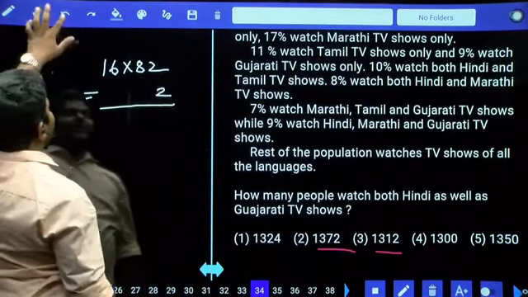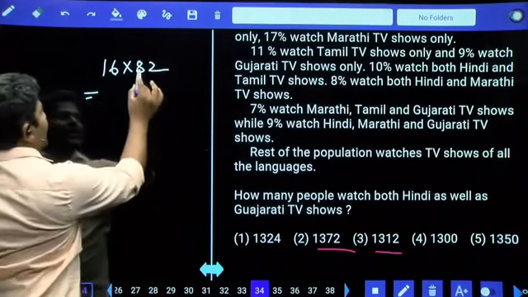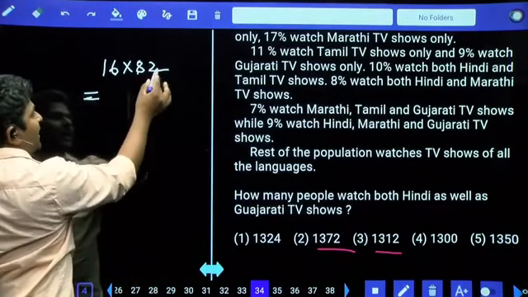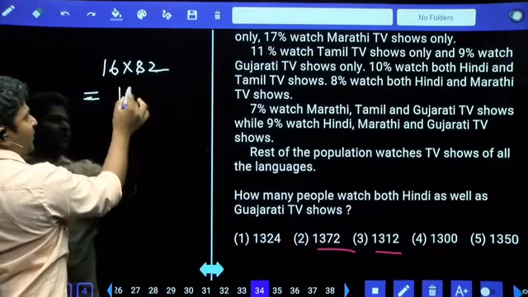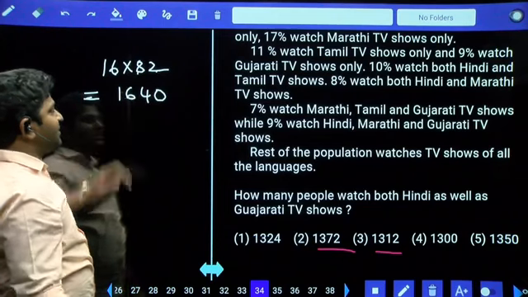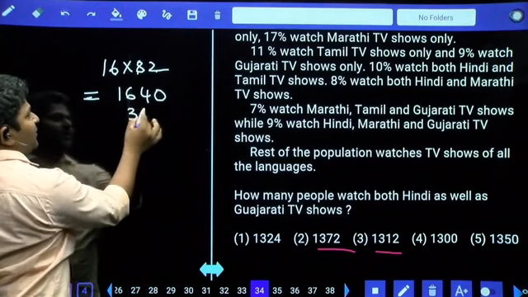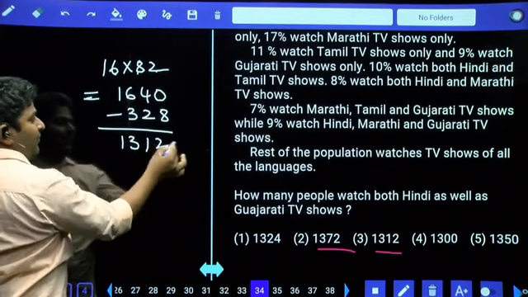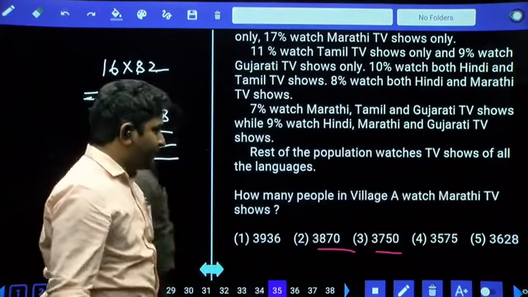So we have to calculate. There is no other way. Now 82 into 20 minus 82 into 4. 82 ten times is 820. 20 times is 1640. 2 times is 164. 4 times is 328. Now 1312. 1312, the third option is our answer.